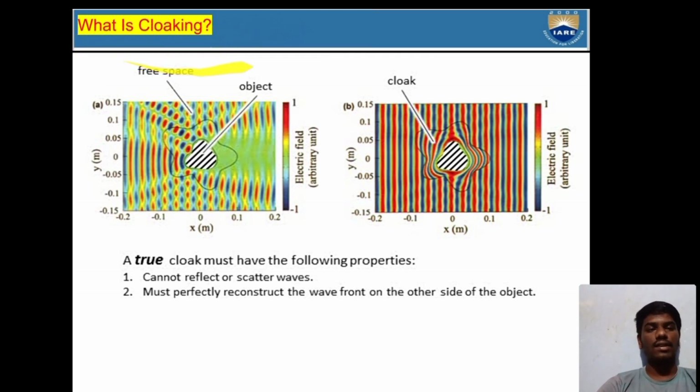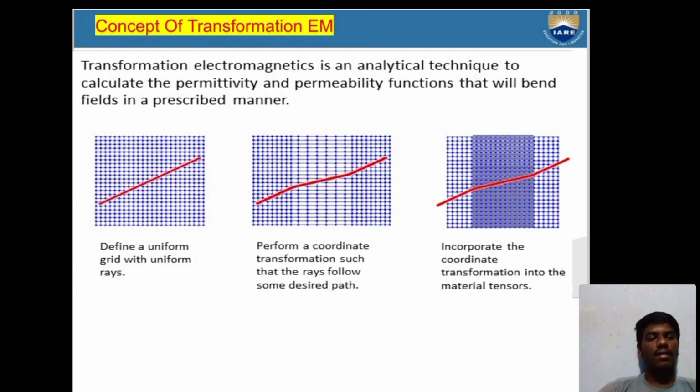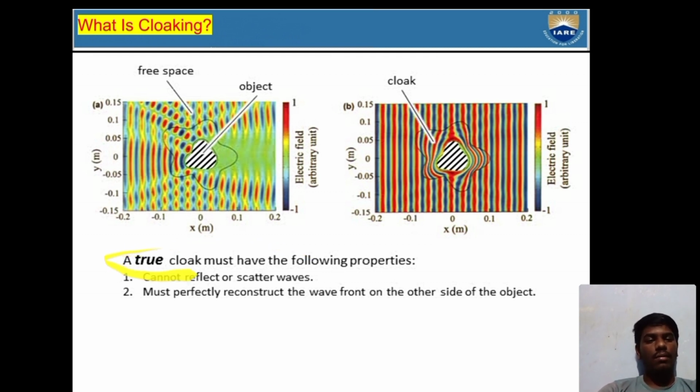I am going to give the basic idea of what is meant by cloaking. Here you observe these two graphs. First I will discuss these points. A true cloak must have the following properties. To be an ideal cloak, these two properties must be satisfied. It cannot reflect or scatter waves. To be a true cloak, when we send waves through the cloak, it should not reflect or scatter them.